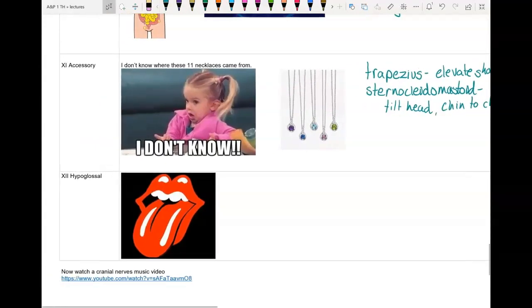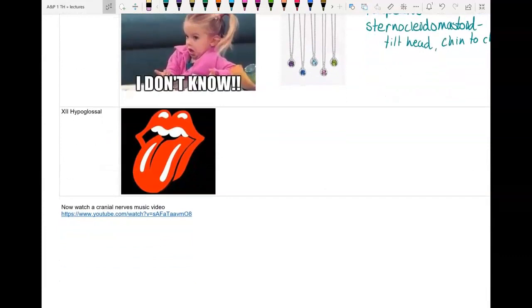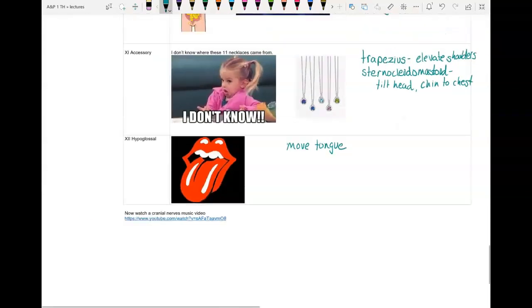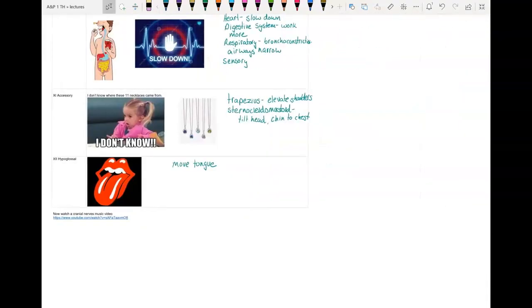And then the last one is hypoglossal. This nerve is what makes you move your tongue. All right, so there are your 12 cranial nerves and an overview of what they do.